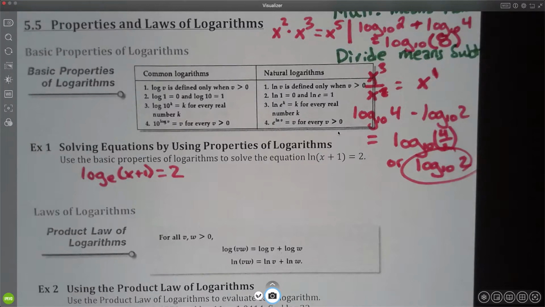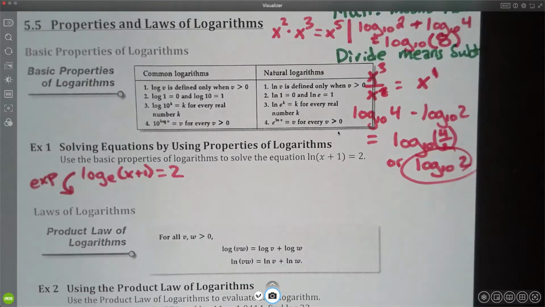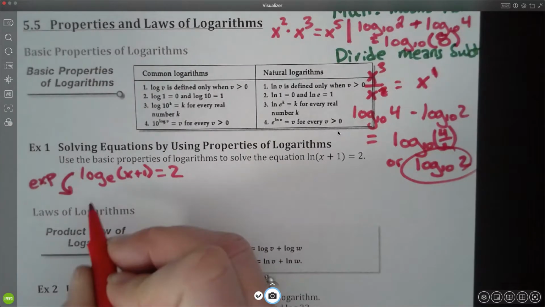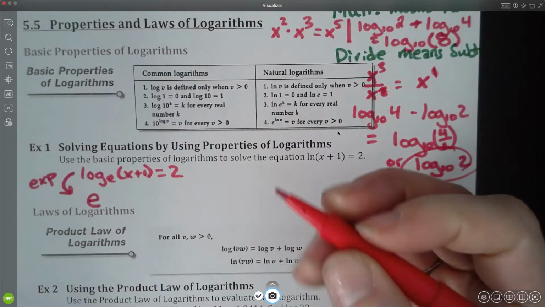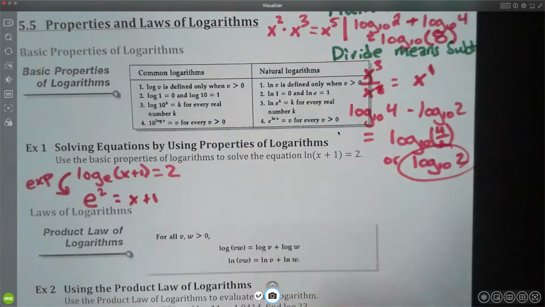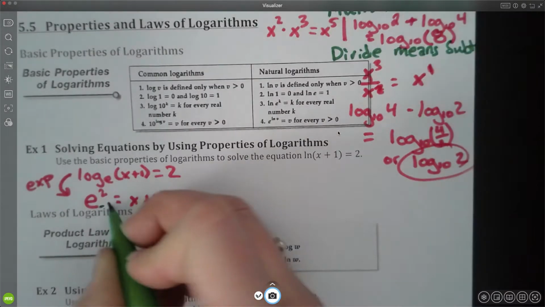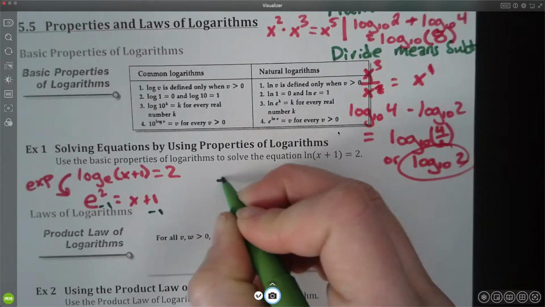Yeah, exactly. Okay? So Win says let's change him to an exponential function. Okay? First number stays in the same spot. e to the second power equals x plus 1. Yep, and you subtract 1. That's it. x is going to be equal to e squared minus 1.